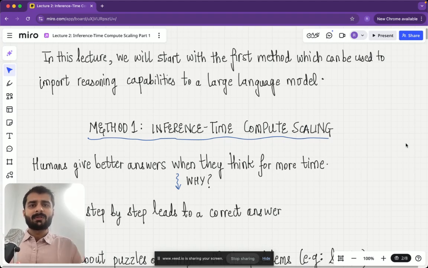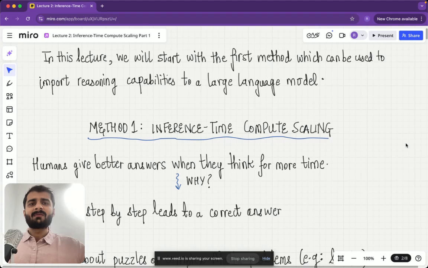In today's lecture, we will start with the first method which can be used to impart reasoning capabilities to large language models. Imagine that the time frame that we are starting from is December 22 when GPT 3.5 was released first. Remember that it was made to answer like humans, but it was not made to think like humans. It was not a reasoning large language model.